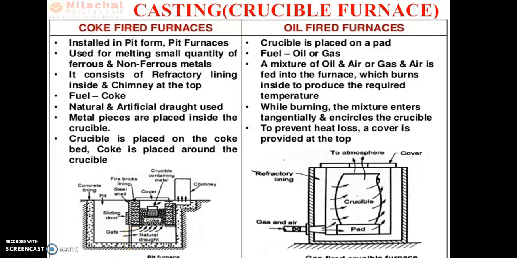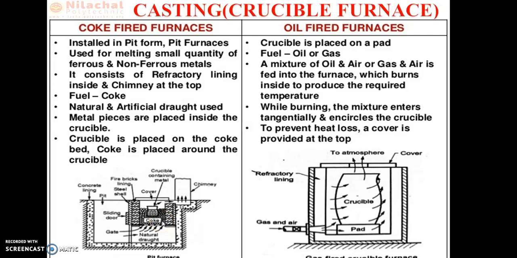Both natural as well as artificial draught can be used for charging purposes. Coke is used as a fuel, packed round and above the crucible pot. Here you have a crucible pot, this small portion has a crucible pot. Around it we apply the coke as a fuel.